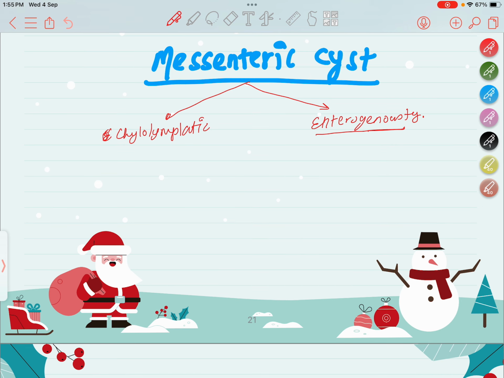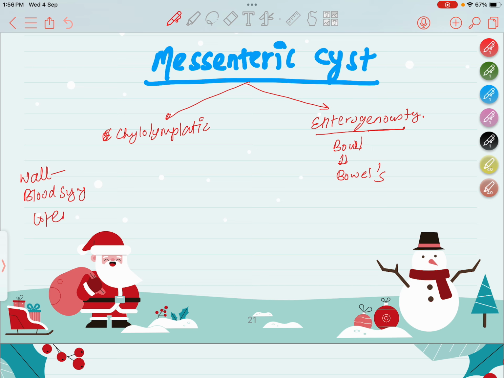What happens is there is a thick cyst formation, and the wall of this cyst is formed by the bowel. The wall is formed by the bowel, and the blood supply is common with that of the bowel.